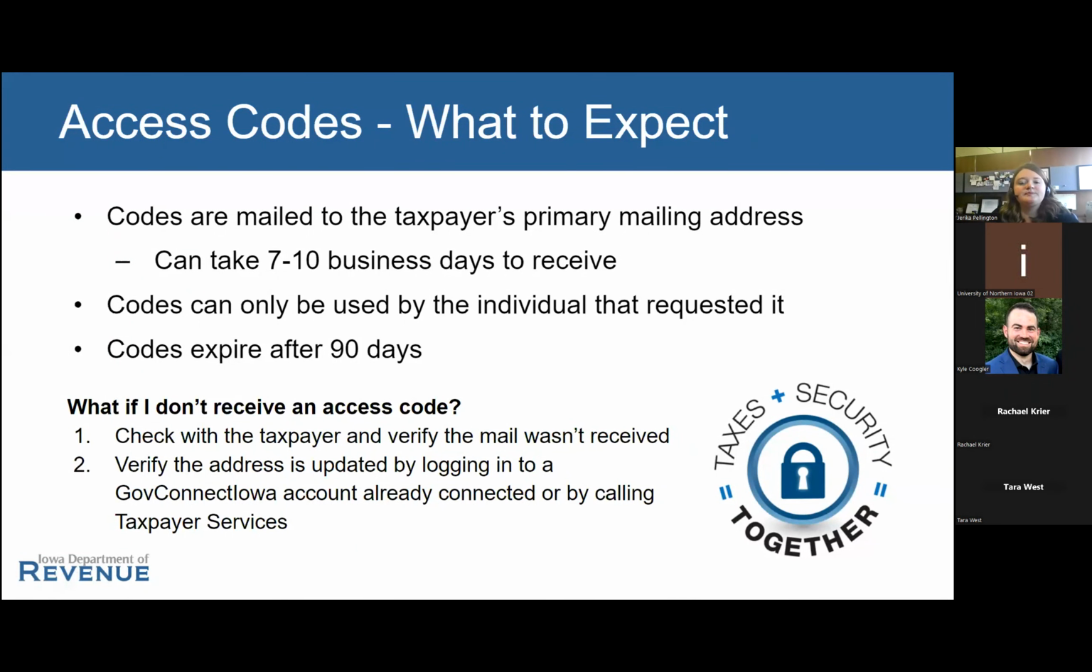I will tell you that this is the third year that we've been using this process, and we have found that most codes are received within 5 days. However, it may take up to 10 days depending on where you're located. Once we mail the letter, we do rely on the United States Postal Service to deliver it. One of the common questions that we get is, what if I don't receive an access code? What's next? The first step is that we ask that you verify if the taxpayer received it.